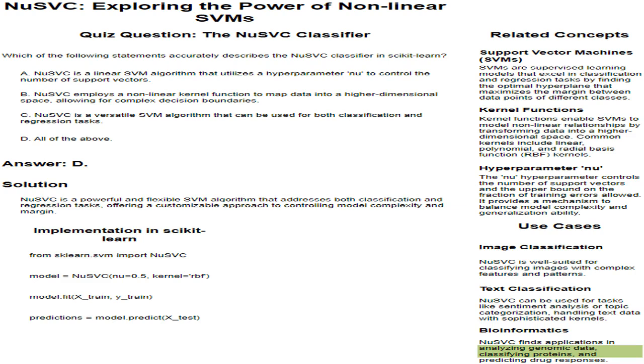Let's assume we have a dataset with features X = [[1, 2], [2, 3], [3, 1], [4, 4]] and corresponding class labels y = [0, 0, 1, 1]. We can use NuSVC to build a classifier that separates these points based on their class. from sklearn.svm import NuSVC. model = NuSVC(nu=0.5, kernel='rbf').